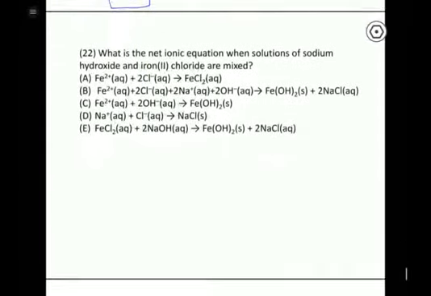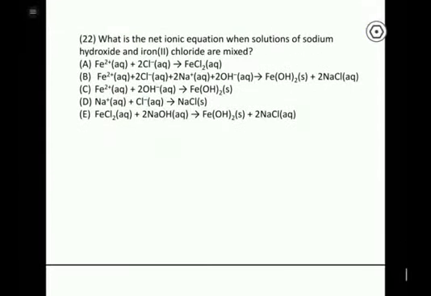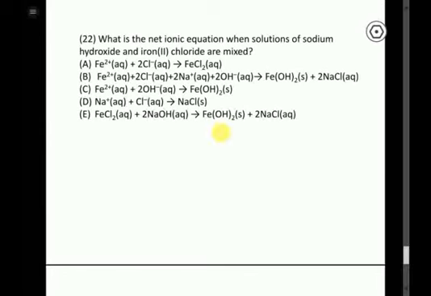Okay, 22 is talking about net ionic equations. So we need to know what is the net ionic equation when solutions of sodium hydroxide and iron 2 chloride are mixed together. So we write out the reactants. We have sodium hydroxide, NaOH. We have iron chloride. So we're mixing solutions of both of these, so both of these are aqueous solutions at the start.